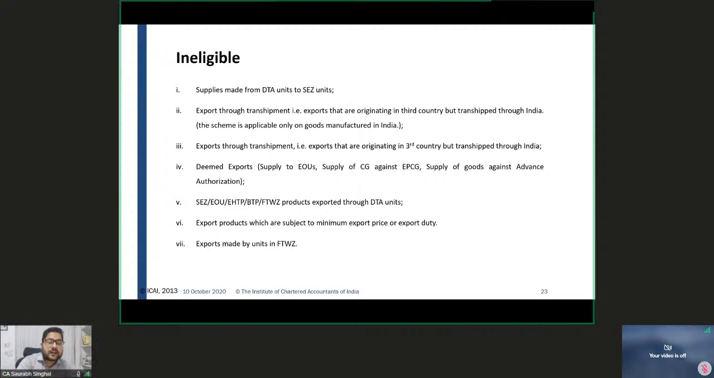Export through transshipment is another type of export which is not allowed for reward under this scheme. What is transshipment? If the goods start from one country and end in another country without even reaching India, just being transshipped through India. So they are not cleared in India, they are just transshipped through India. That will not be deemed to be export from India, and therefore there will be no rewards on that.